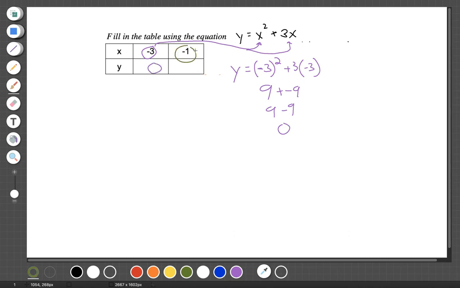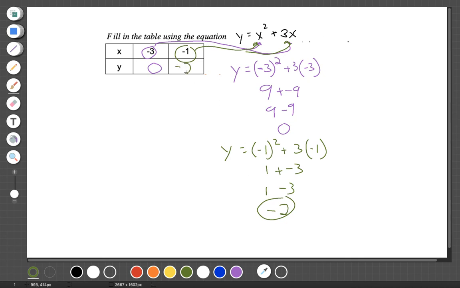Then I'm going to do the same thing with negative 1. Okay, it's going to go into this equation twice. I'm going to do negative 1 squared plus 3 times negative 1. Negative 1 squared, it's negative 1 times negative 1. That's what that means, is 1. Plus 3 times negative 1 is negative 3. 1 plus negative 3 is like 1 minus 3, which is negative 2. So we'll put negative 2 here.